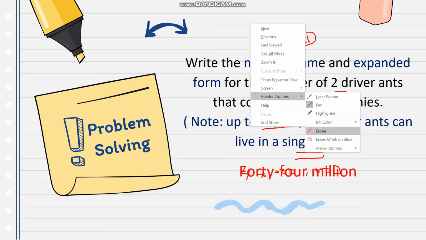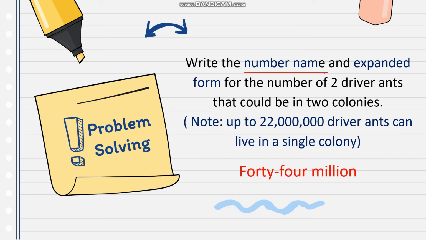So this is what we call the number names. 44 million. Where did we get 44 million? 22 million multiplied by 2. Okay, so this is what we call the number names or word form. Now, how are we going to write this into expanded form?